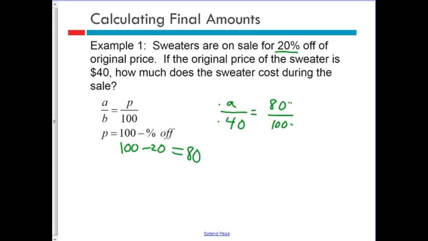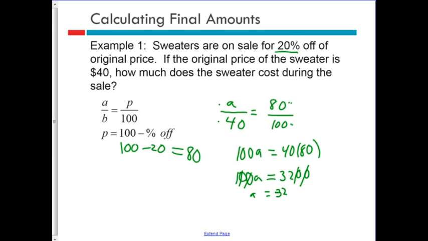So when I cross multiply, I get 100A equals 40 times 80. That's 100A equals 3,200. And I can cross out this zero with this zero with this zero, and I get A equals 32. So the amount I will pay for the sweater is $32.